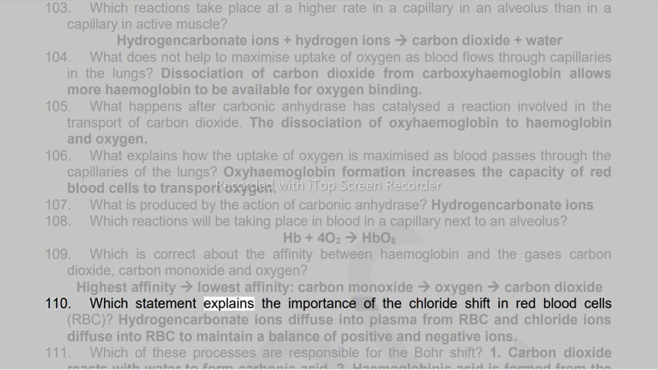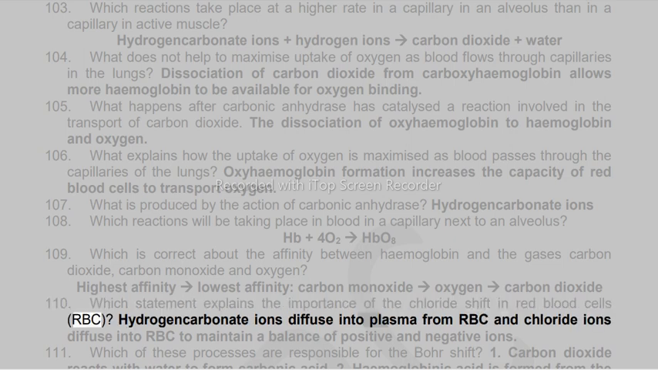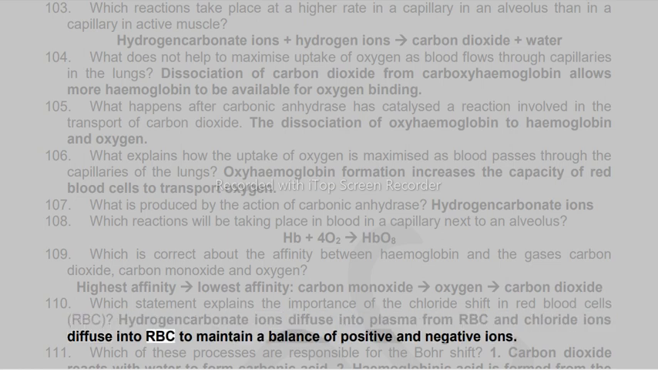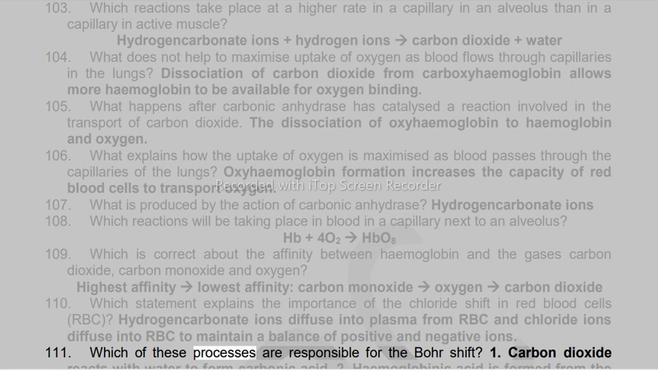110. Which statement explains the importance of the chloride shift in red blood cells, RBC? Hydrogen carbonate ions diffuse into plasma from RBC and chloride ions diffuse into RBC to maintain a balance of positive and negative ions. 111. Which of these processes are responsible for the Bohr shift?